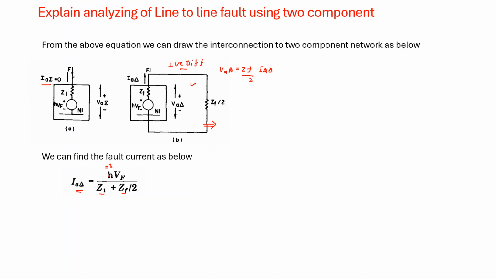Now once we get I delta, then we can find IB from this equation. So as already told, I delta is known, then we can find IB current. Okay, so this is how we can find the fault current. And what is IC? IC is equal to minus IB. So we can get both the fault currents in both the phases. So this is how we can analyze line to line fault using two component method.